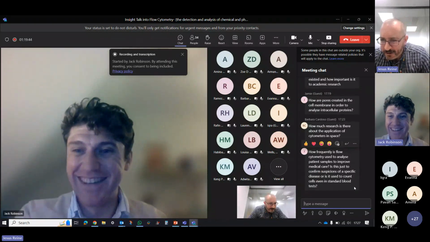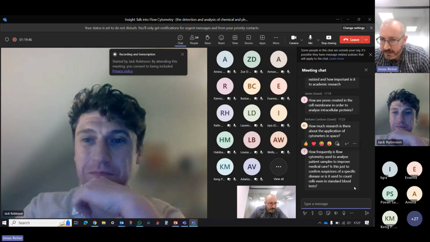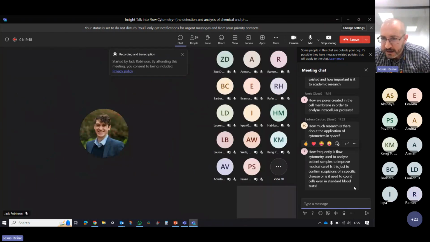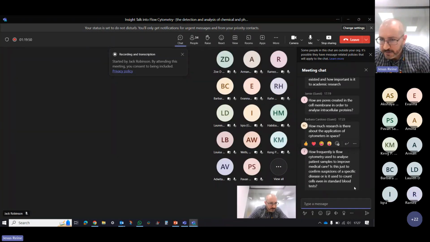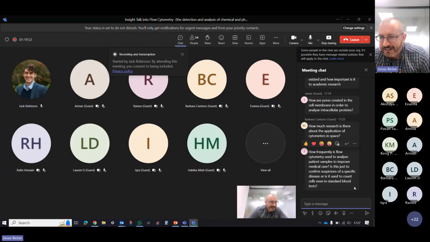Another question: how frequently is flow cytometry used to analyze patient samples to improve medical care? Is it just to confirm suspicion of a specific disease, or is it used to count cells in a standard blood test?